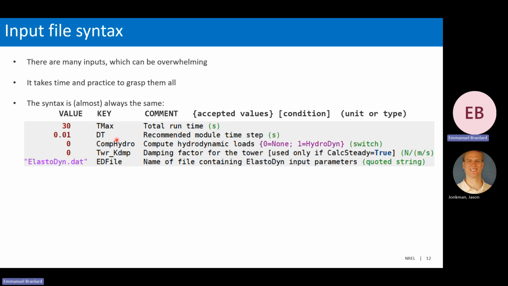A lot of flags of OpenFAST are also kind of switches between modules, where 0 means something and 1 means something else. So we call them switches. We use that a lot. So here, if CompHydro is 0, we don't do hydrodynamics. If CompHydro is 1, we're going to use hydrodynamics. All of this you can read in the comments.